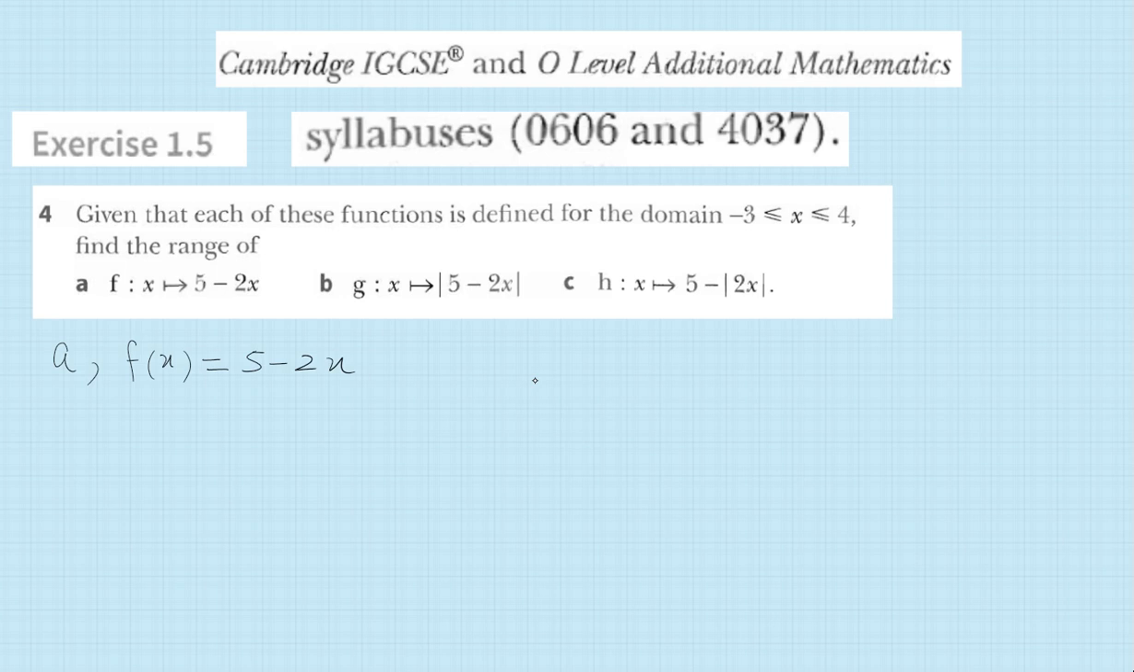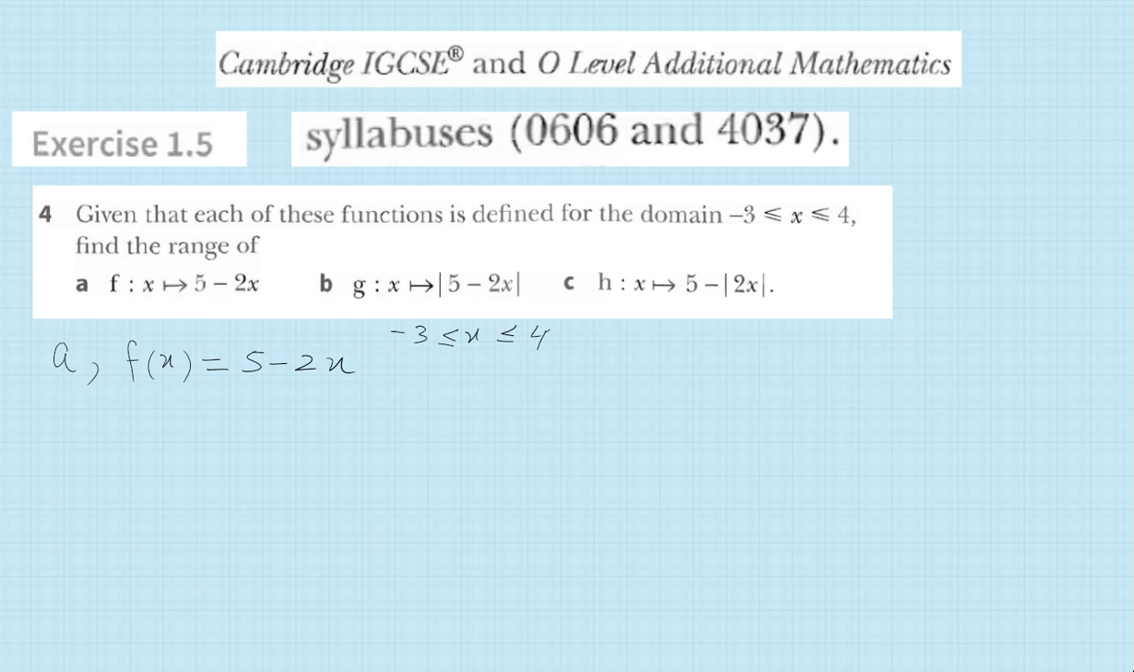Now what is the domain? From minus 3 to 4. Keep in mind, domain means the values of x and range means the values of f(x), or you can say the y value. Range means the y value. So range means, with the help of the given domain, to find the minimum and maximum value of the function. How do we get this?